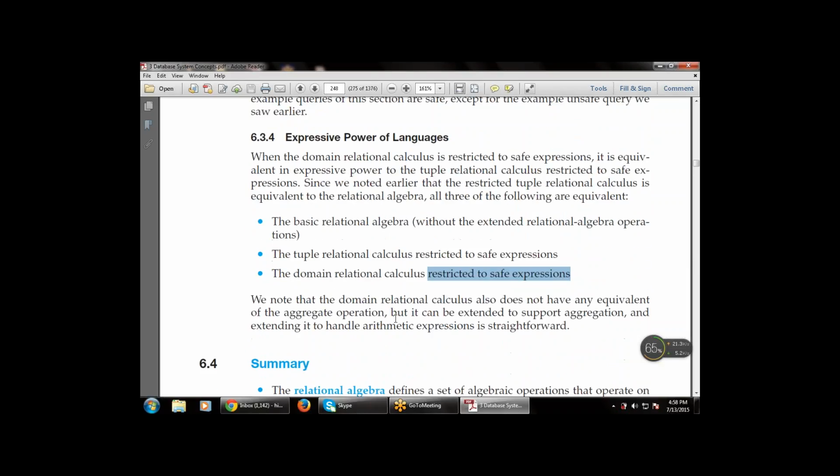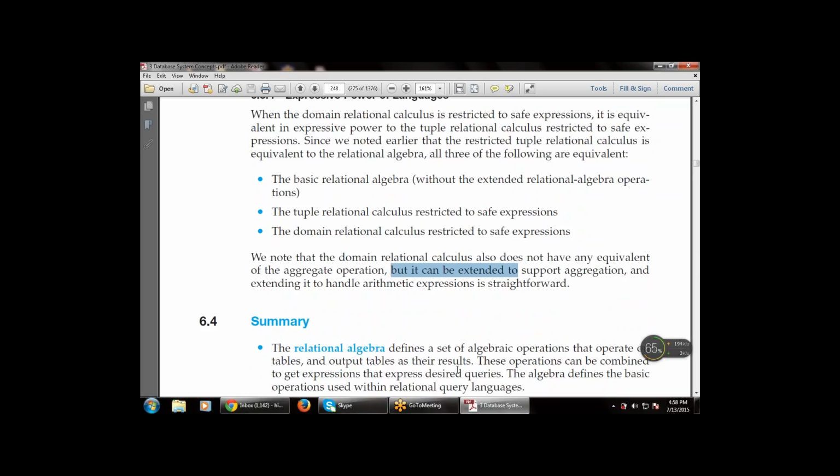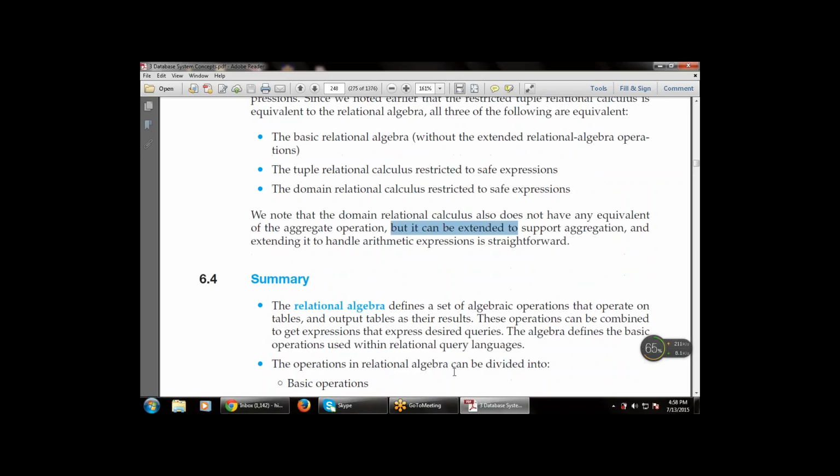Now we note that the domain calculus also does not have any equivalent of the aggregate operation, but it can be extended to support aggregation, and extending it to handle arithmetic expressions is straightforward. Now we have finished with this chapter, so let's start with the summary.